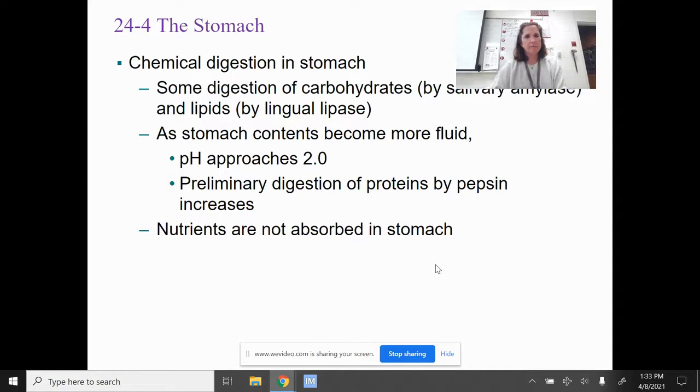So again, the chemical digestion in the stomach, there's some from that salivary amylase, a little bit of lipase breaking down lipids, but really it's mainly the proteins. All right, so the hydrochloric acid, the pH of the stomach is really acidic, so it approaches 2. Remember, 7 is neutral, and so the pepsin is going to break down the proteins. And something important to note, our nutrients are not absorbed in the stomach.